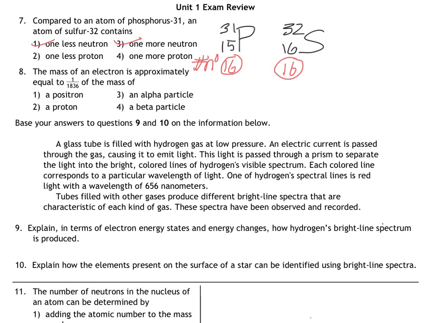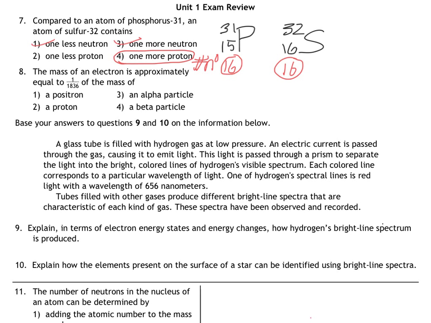Now compared to an atom of phosphorus 31, an atom of sulfur 32. So we're focusing on sulfur 32. Sulfur 32 has an extra proton, 16, whereas phosphorus has 15. So I'm going to say that sulfur 32 has one more proton.